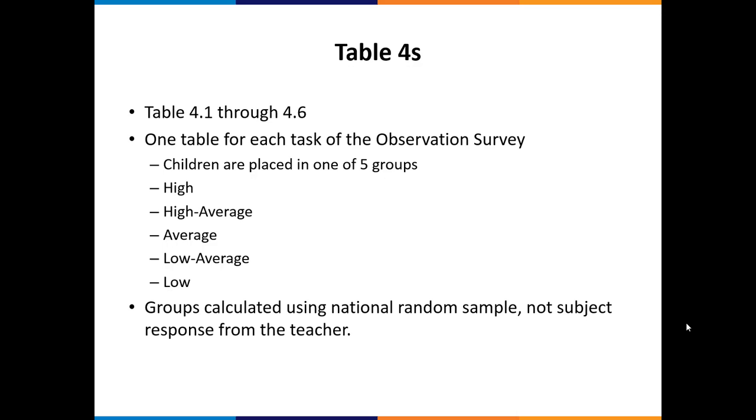And just like we asked the teachers in table 6.1 to pick one of 5 categories, the table 4s are also broken up into one of 5. Children are placed into one of 5 categories: high, high average, average, low average, or low. And like I said, the groups are computed using the random sample. So let me bring over a national report here real quick.